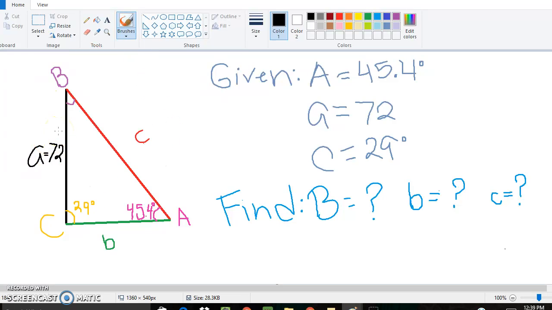The law of sines states that the ratio between the sine of an angle and the side opposite to it is going to be constant for any of the angles in a triangle. So in our given example, angle A is 45.4 degrees, angle C is 29 degrees, and side A is 72. So we just have to find what angle B is, side B is, and what side C is.